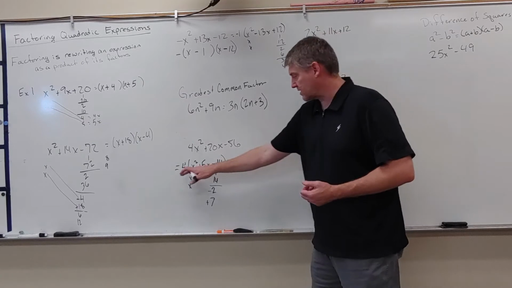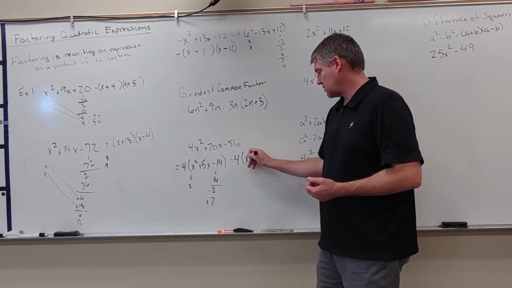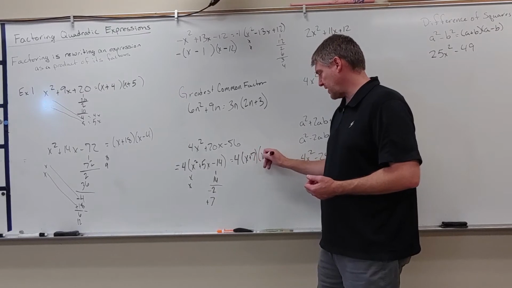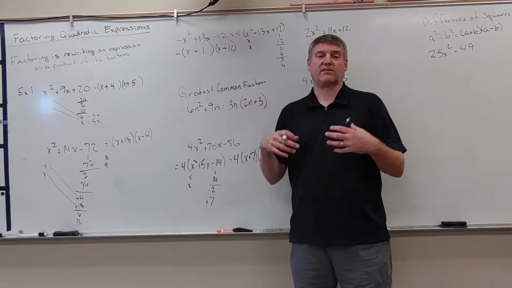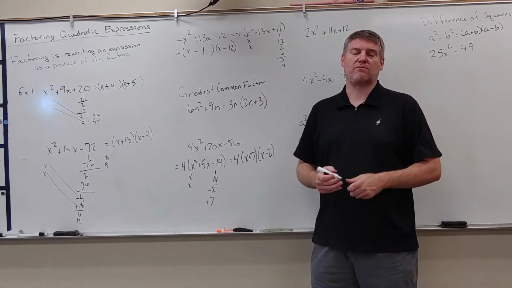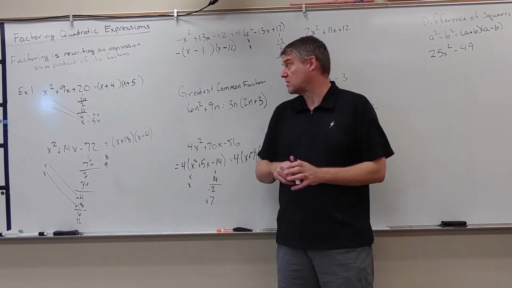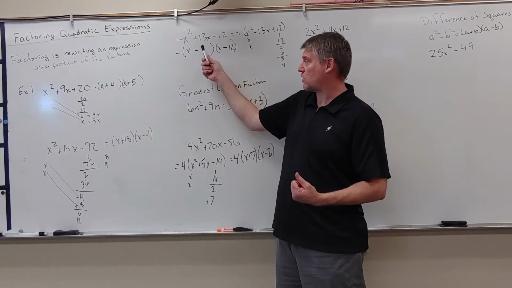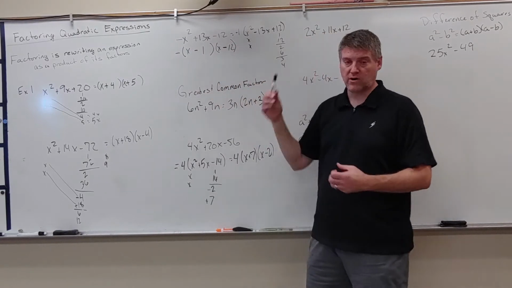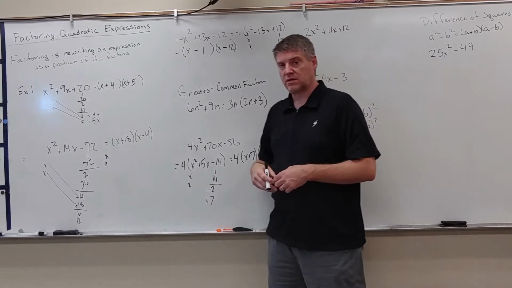So now I'm going to rewrite this. I'm going to write my 4 here, parentheses x plus 7 times x minus 2. So with the greatest common factor, if there's something that you can pull out of every single term, do that first. So up here, my greatest common factor was actually negative 1. So I pulled out my negative 1 first and then factored my resultant piece.